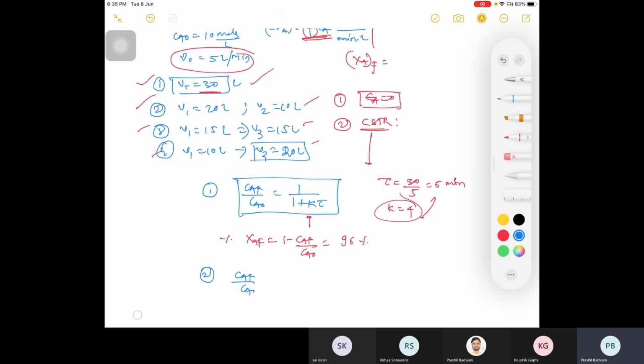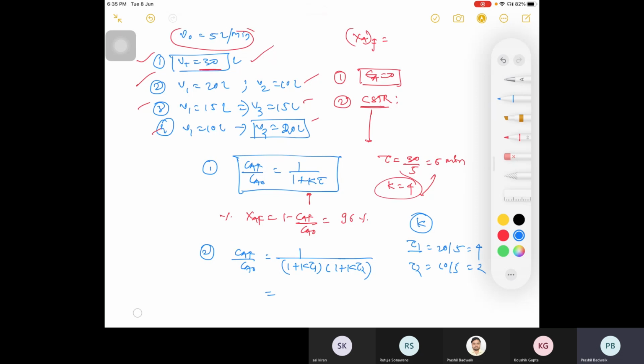Now for the second case, what will be your equation? CA final divided by CA naught is 1 upon 1 plus k tau 1, times 1 plus k tau 2, right? Please calculate tau 1 and tau 2. Your k will be same in both cases. So your tau 1 is 20 divided by volumetric flow rate 5, and second is 10 divided by 5. So it is 4 and it is 2. Please substitute values here and calculate XAF, that is 1 minus CAF divided by CA naught. Please tell me the answer for the second case.